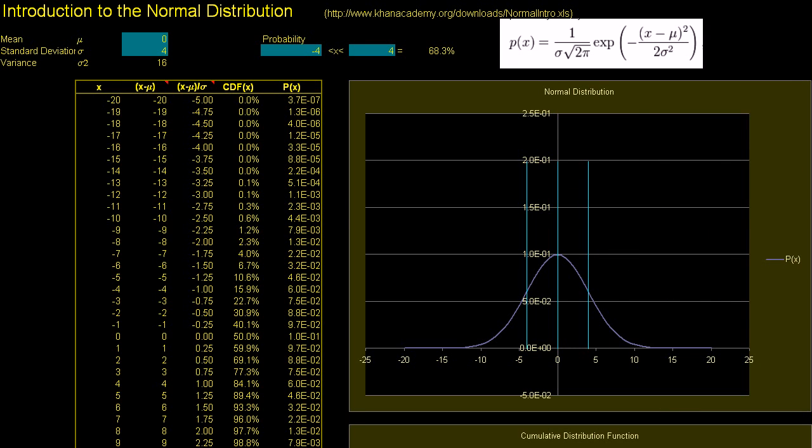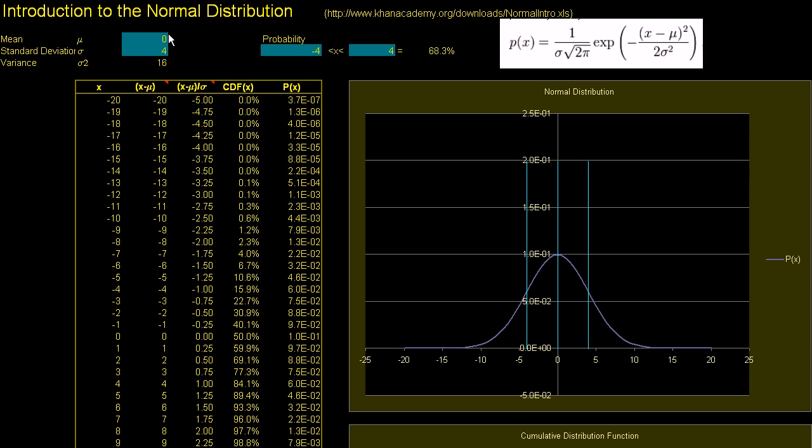So in this spreadsheet, I've plotted a normal distribution. You can change the assumptions that are in this green-blue color. So right now it's plotting it with a mean of 0 and a standard deviation of 4. And I just write the variance here just for your information. The variance is just the standard deviation squared.